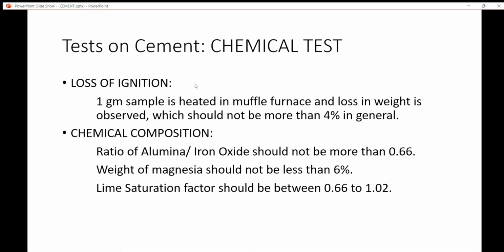Tests on cement, chemical test, loss on ignition. A 1 gram sample is heated in a muffle furnace and the loss in weight is observed, which should not be more than 4% in general. Chemical composition: the ratio of alumina to iron oxide should not be more than 0.66, the weight of magnesia should not be more than 6%. Lime saturation factor should be between 0.66 to 1.02.